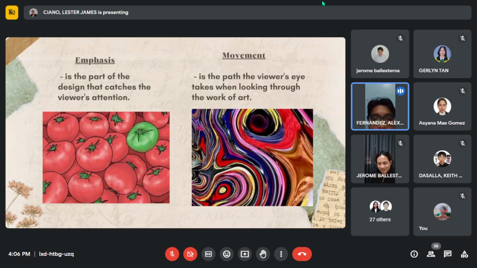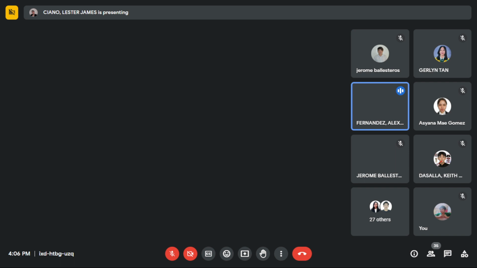Sa emphasis, it is the part of the design that catches the viewer's attention. Sa madaling salita, siya yung nag-i-stand out sa art. Usually, yung mga artists will make one area stand out by contrasting it with other areas. Pwede siyang maging ibang size, color, texture, shape, etc. Like katulad nitong example dito, 'di ba may kulay green at siya yung nag-i-stand out doon kasi pag naiba ka, ikaw yung nag-i-stand out.